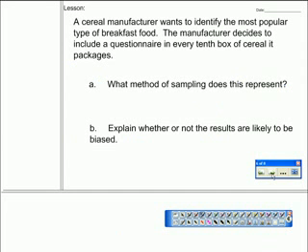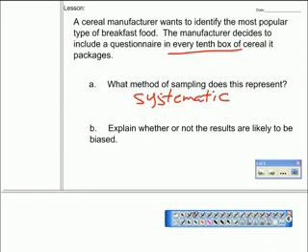Systematic. Very good. This is systematic because it's going to be every 10th box. That's how I represent that as a system. Explain whether or not the results are likely to be biased. Are they? Yes. Why? Does everybody eat cereal? No. So is everybody in the population likely to be included? No. There are questions like this on your homework tonight. When they ask you to explain why or why not, just a couple words. Not everybody eats cereal. That would be enough for this one.